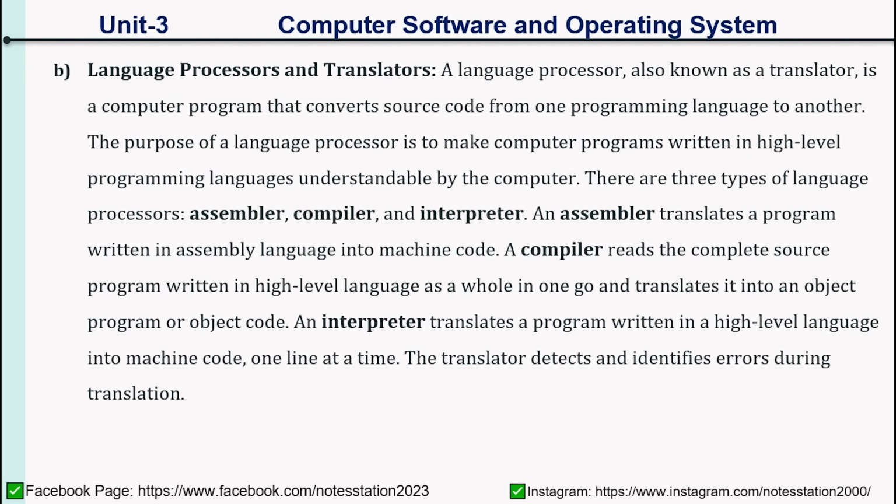An assembler translates a program written in assembly language into machine code. A compiler reads the complete source program written in high-level language as a whole in one go and translates it into an object program or object code. An interpreter translates a program written in a high-level language into machine code, one line at a time. The translator detects and identifies errors during translation.